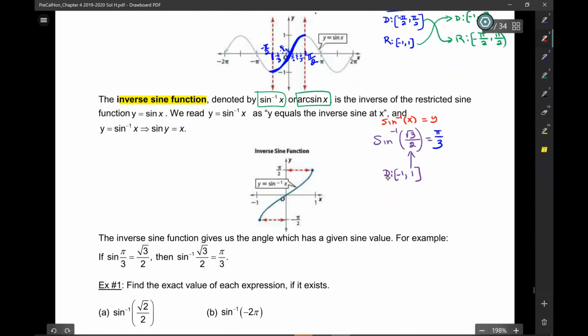This number here is the range, and it must be between negative pi over 2 and pi over 2. So here is the deal. If I ask you what is inverse sine of blah, and you tell me 5 pi over 6, is that from negative pi over 2 to pi over 2? No. 5 pi over 6 is here. So you can't use 5 pi over 6.